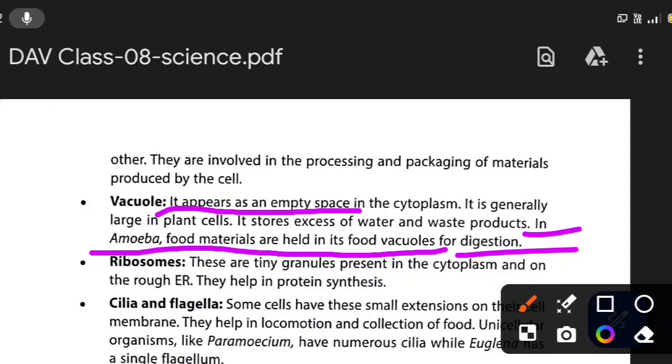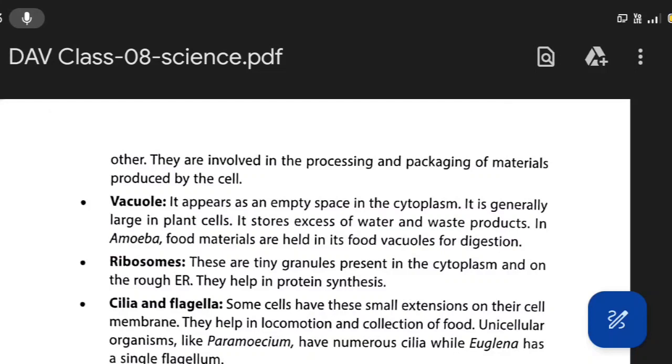But in case of animals, these vacuoles have generally no function, but sometimes they work. Yes, they have a major role in the plant cells, or in case of one single celled organism, or unicellular organism. Yes, the next is ribosome.